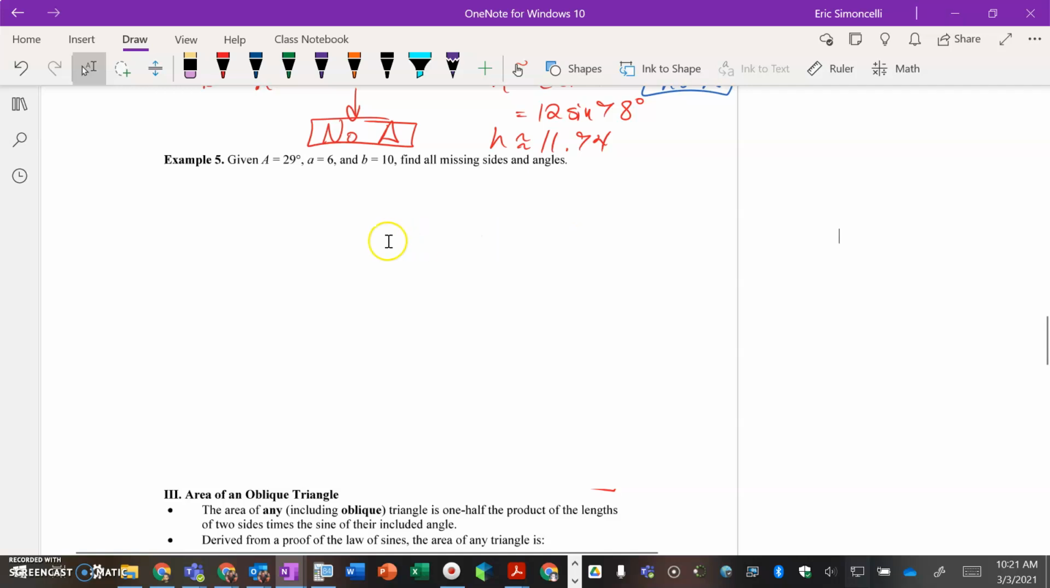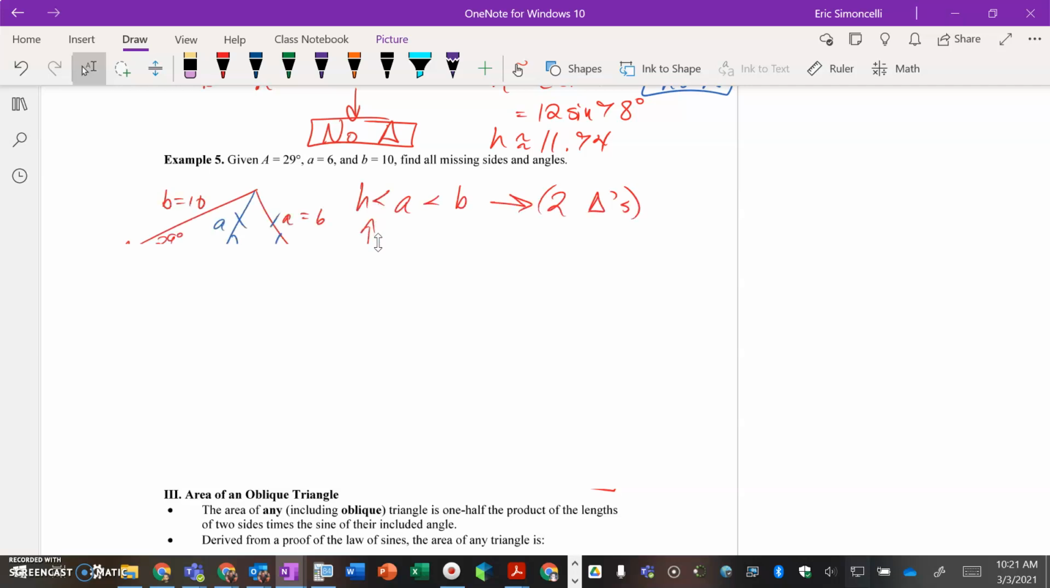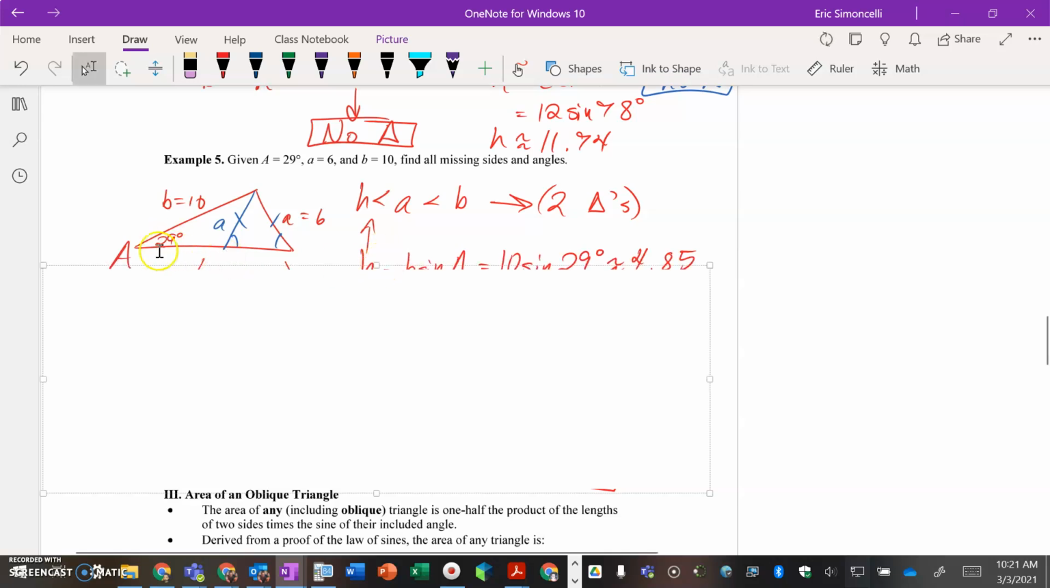The reason why you can, in fact, draw a picture, unlike the last problem, is because of angle A. Here's my picture. Yes, there are two triangles, as you're about to see more specifically. Angle A is 29 degrees. Angle A is an acute angle. I'm going to slide this up just a bit. Okay, I'll just point to this as angle A. So angle A is acute. Side A, which is opposite angle A, is less than side B.